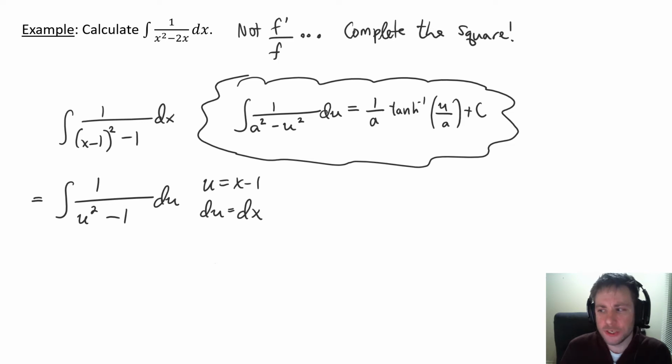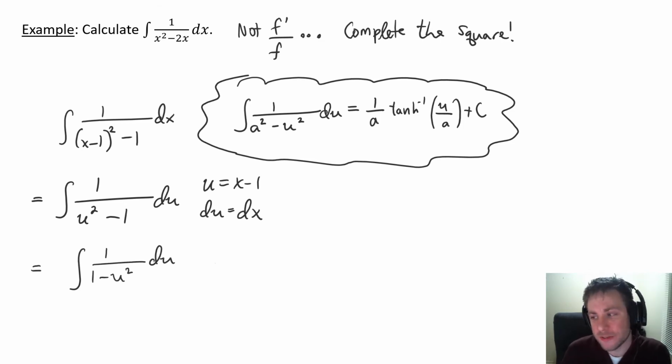Now, our denominator currently reads as u squared minus 1, but it would be better if it were 1 minus u squared, since that would more clearly match the form of the formula that we're trying to use. But that's no problem because we can make this happen by just factoring a negative out of our denominator. After doing that, this now clearly matches our formula, where in this case a is equal to 1.